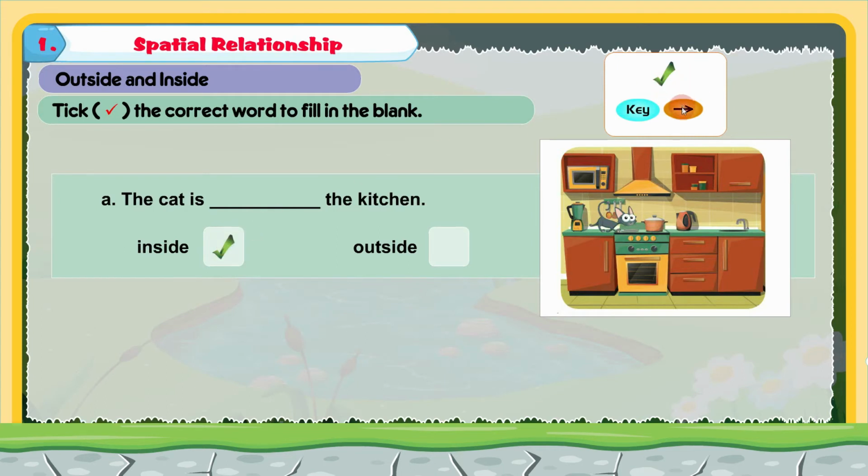Inside. And we will write the name here as inside. The cat is inside the kitchen. I-N-S-I-D-E, inside. Because here the cat is inside the kitchen.